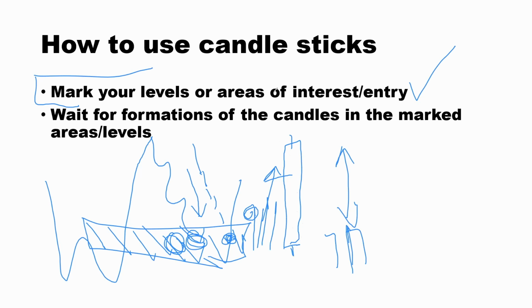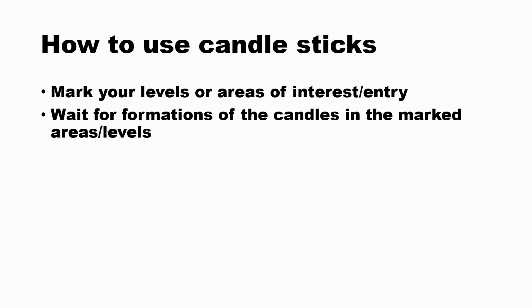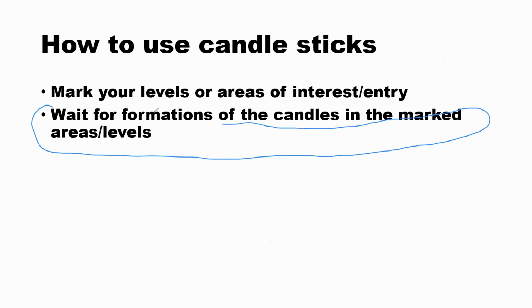The second point is saying wait for the formation of the candles in the marked areas. Which candles are we talking about? The ones that we just talked about previously: the loss of momentum candles, the rejecting candles, and the engulfings. Those are the candles you're supposed to be looking out for forming in these areas. So these are the ways you're supposed to use candles, but just recall this is theory.